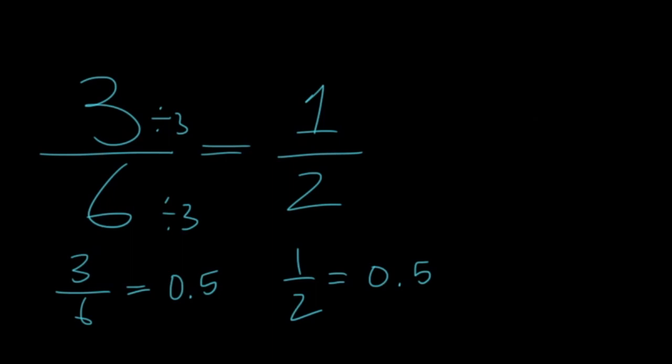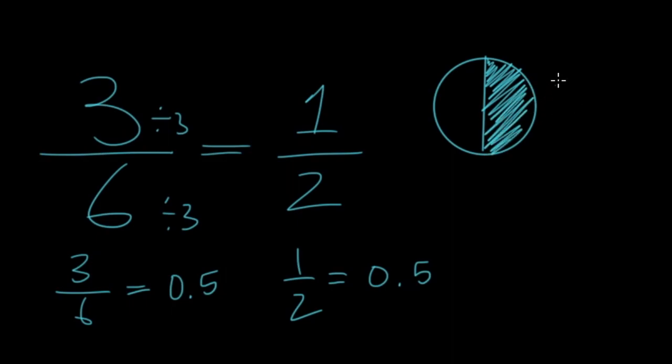Now, what about visually? Are they the same visually? Do they look the same? Let's try that out. Here we have a pie, and here it's split into 2. Since it's split into 2, and I have 1 out of the 2, it's going to cover 1/2 of the pie. This is representative of 1/2. Now, what if I was looking for a pie that was representing 3 out of 6? Let's see what that would look like.